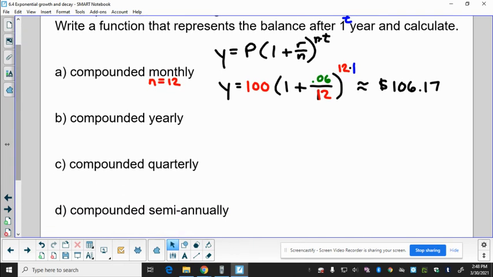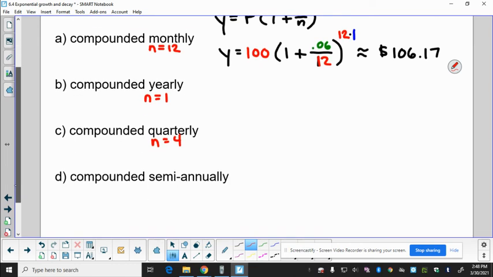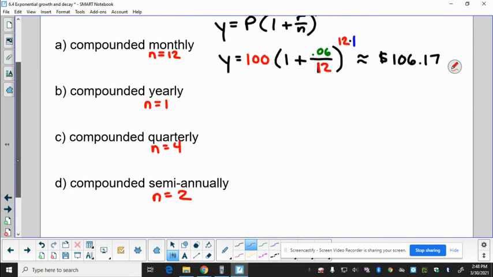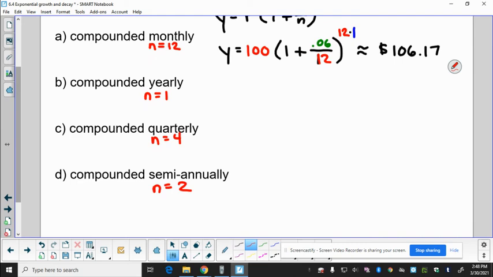So this formula is going to be the same every time. The only thing that's going to change is n. So in this case, it's yearly. So that means n will be 1. In part C, it's compounded quarterly. Quarterly means 4, doesn't it? So 4 times a year, every 3 months. And semi-annually, do you know what that means? That means twice a year, once every 6 months. So it's the same exact formula. The only thing that changes is the value of n.